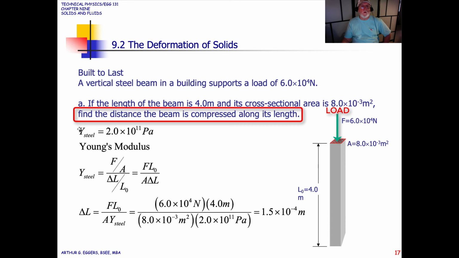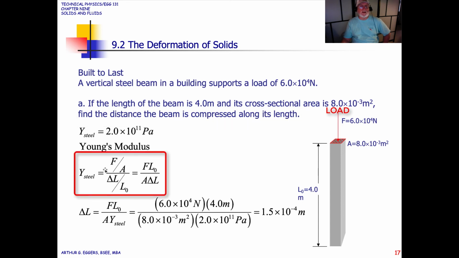So Y of the steel then is equal to 2 times 10 to the 11th Pascal. Okay, that would be, Young's modulus would be something that you would look up in a table. So the Young's modulus of the steel then is defined by the relationships, as we saw, the force divided by the cross-sectional area, all of that divided by the change in the length by its original length. So we can move our terms around. We have force times length divided by cross-sectional area and the change in length.